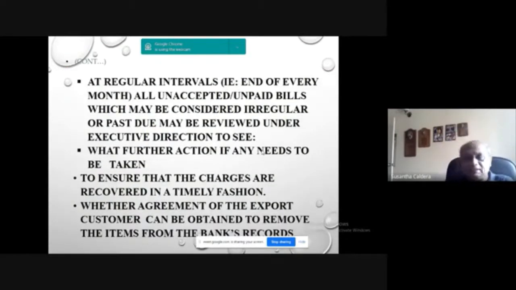At regular intervals, at the end of every month, all unaccepted, unpaid bills, which may be considered irregular or past due, may be reviewed under executive direction to see what further action, if any, needs to be taken to ensure that the charges are recovered in a timely fashion. Whether agreement of the export customer can be obtained to remove the items from the bank's record. Right?